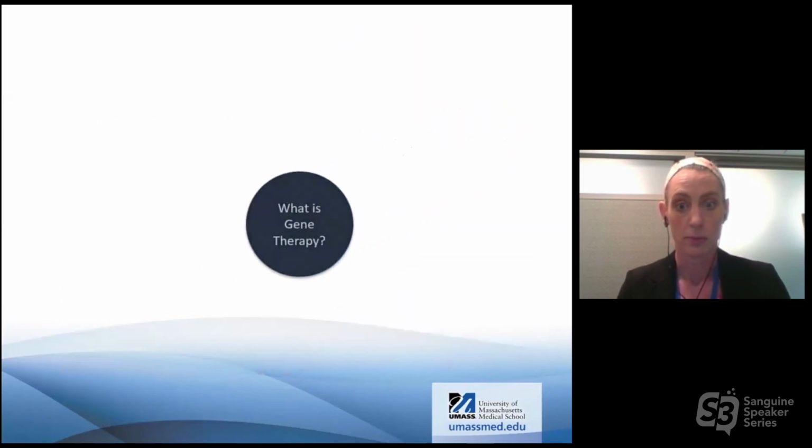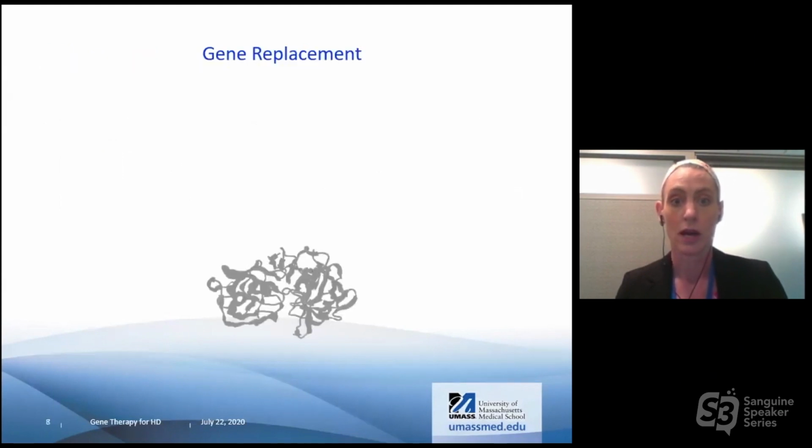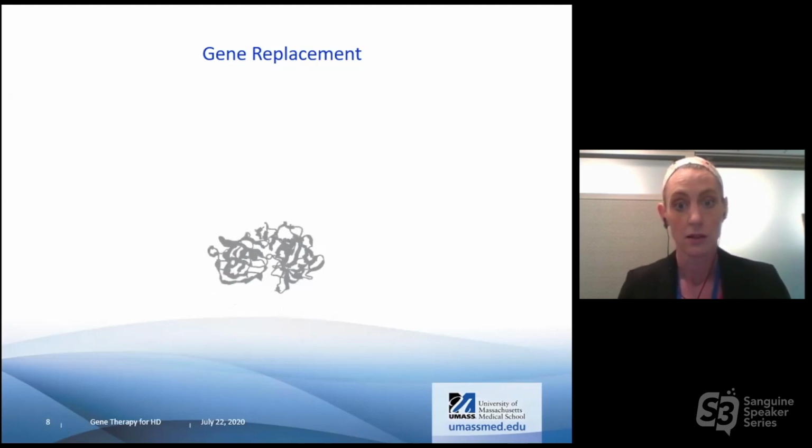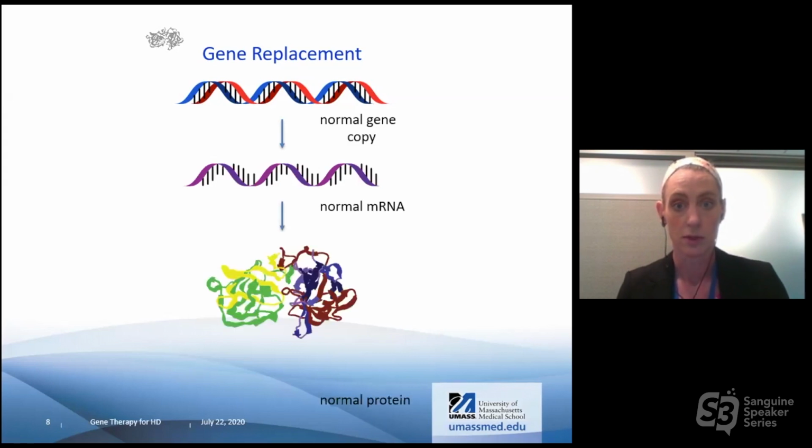So what is gene therapy? Gene therapy is an introduction of genetic material, DNA or RNA, into cells to replace, augment, or reduce the product of a mutated gene. So how does this work? If you want to replace a gene, say you have a loss of function, so you have a protein that's not being made, you're going to introduce a normal copy of the gene, and that's going to be made into a normal mRNA and then a normal protein.